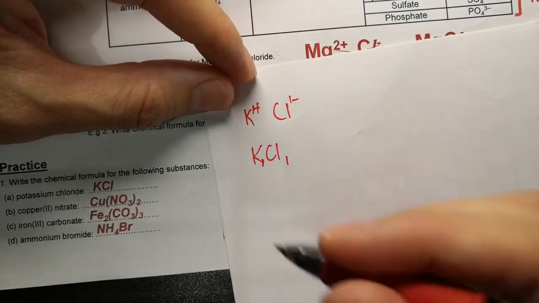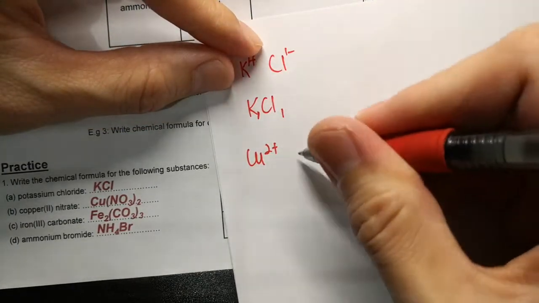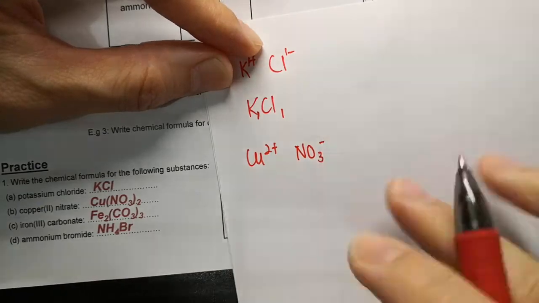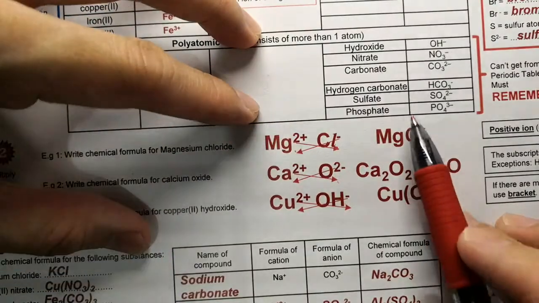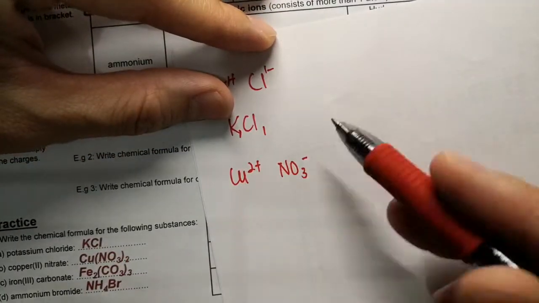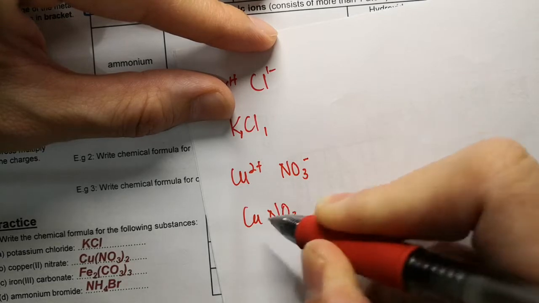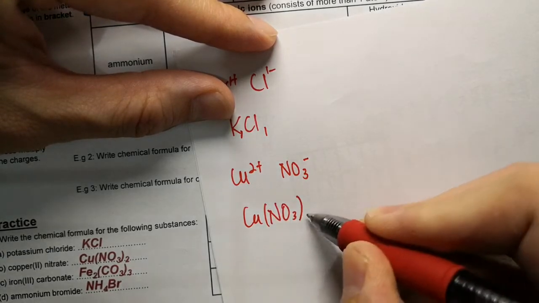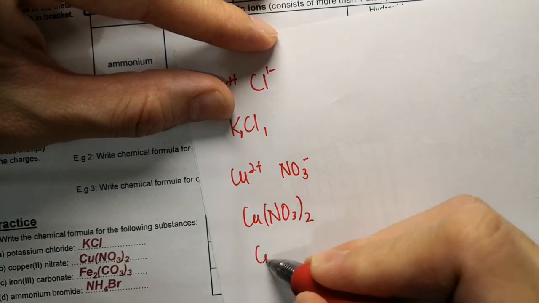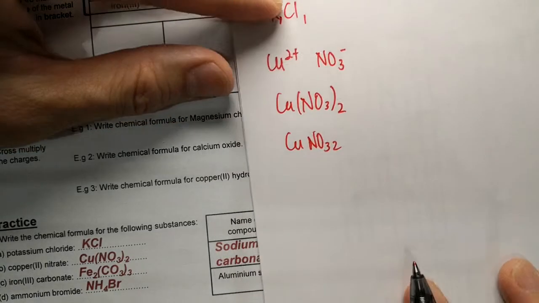Copper(II) nitrate. So copper 2, Cu2+, nitrate, NO3-. How do you know nitrate? Nitrate you need to memorize, NO3-. And when you cross multiply, so Cu, NO3, you must put a bracket and then 2. It cannot be Cu, NO3, 2, because this one becomes NO32 already.